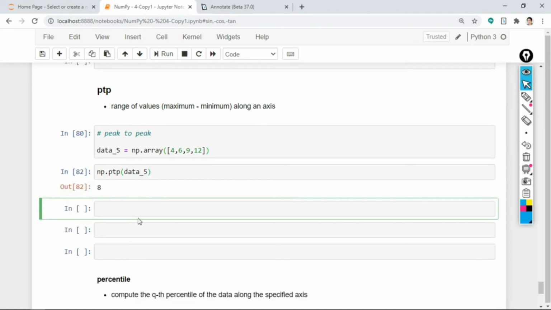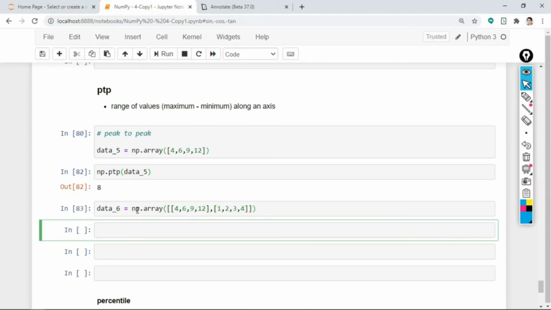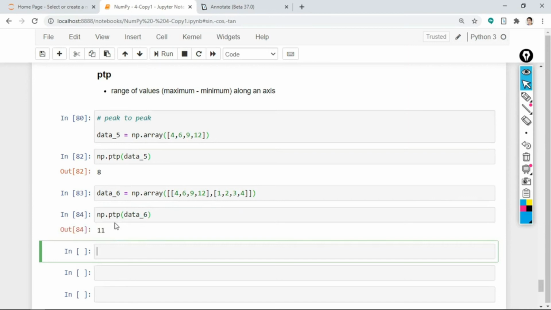So for example, much larger sets of data. Data 6, np.array, again multi-dimensional: 4, 6, 9, 12, and for example we have 1, 2, 3, and 4. That's data 6. So np.ptp, which is the range of data 6, gives us 11.